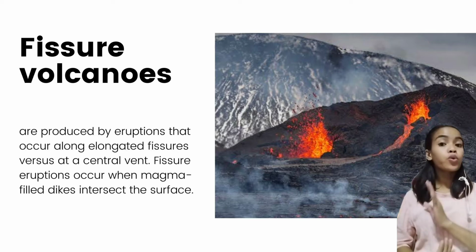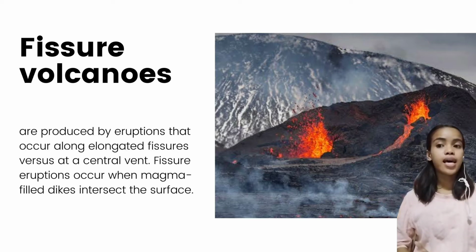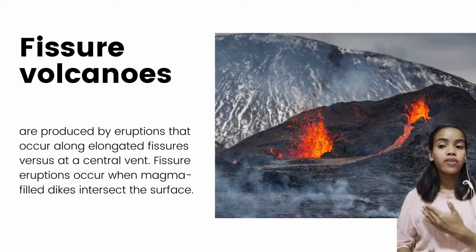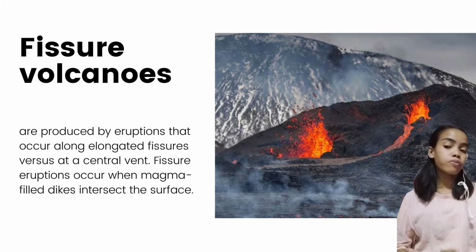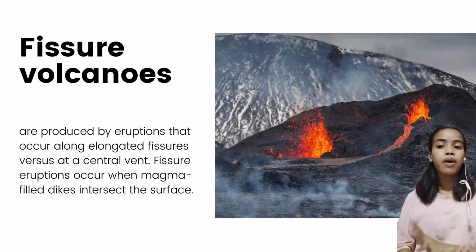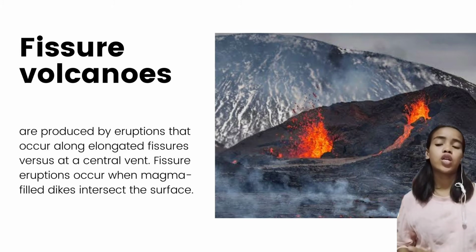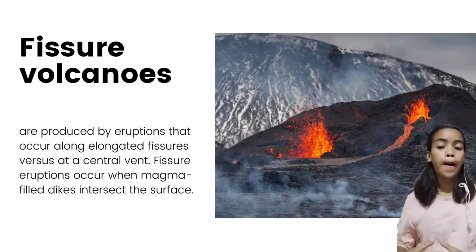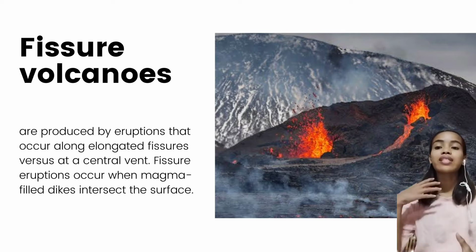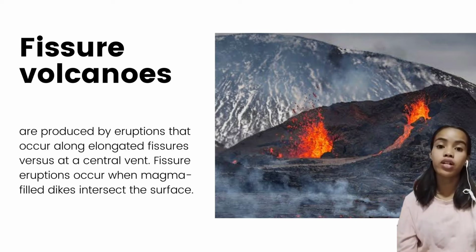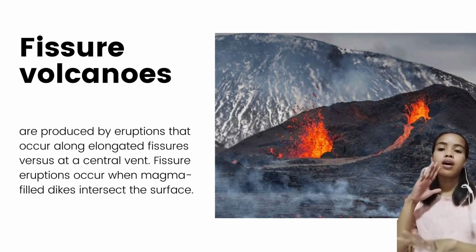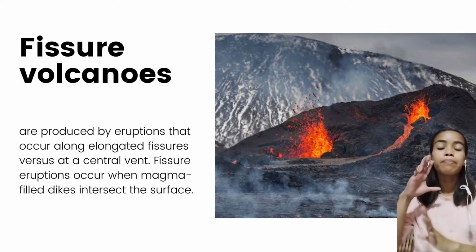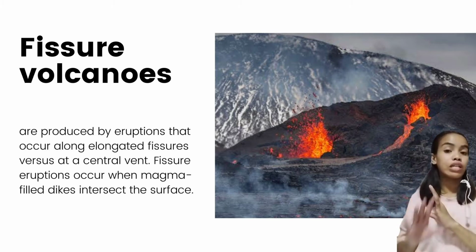So these are produced by eruptions that occur along elongated fissures versus at a central vent. Fissure eruptions occur when magma-filled dikes intersect the surface. So here in fissure volcanoes, there is magma that intersects the surface. So it is not just inside the volcano, but there is also magma flowing in the body of the volcano.